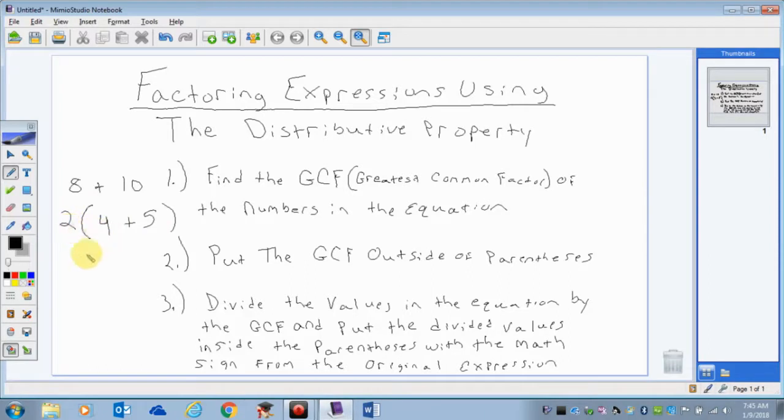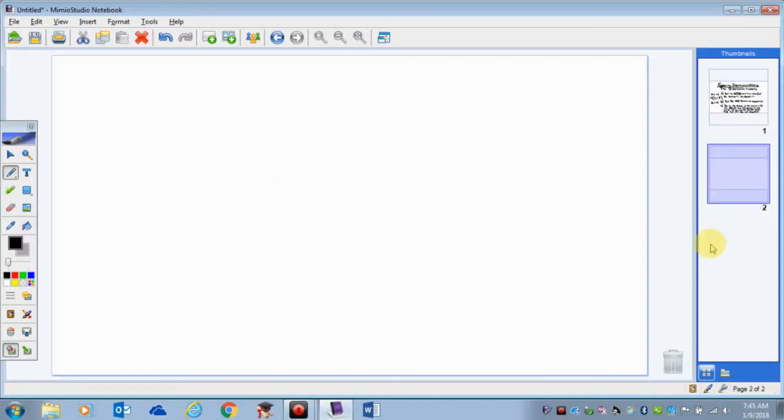So 2 times 4 is going to be 8. Bring our addition symbol down. 2 times 5 is 10. So it's pretty simple stuff once you know how to do it.